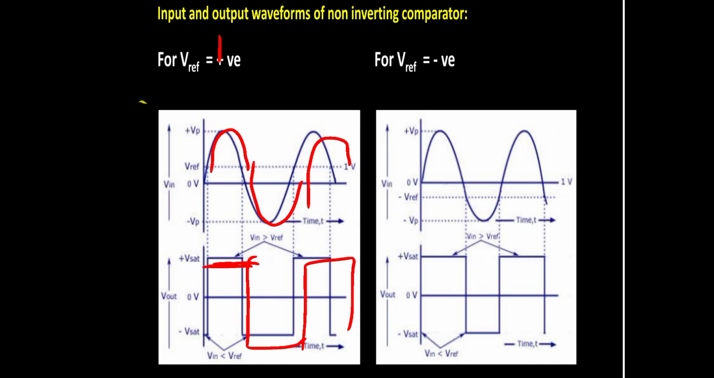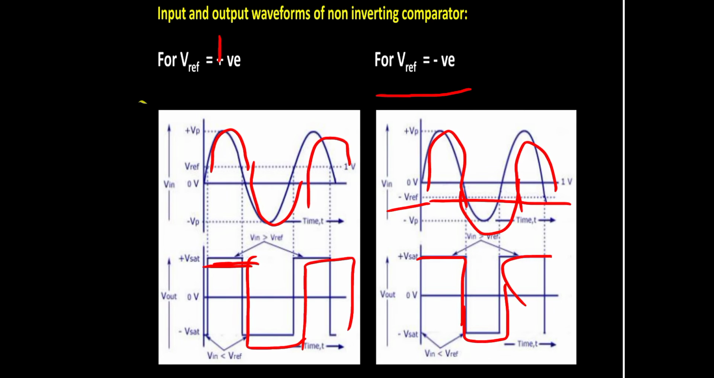If I take the reference voltage as negative reference voltage, then the waveforms will be like this. Consider minus 1 as our reference voltage, that's why I take the reference voltage in the negative axis, that is minus V reference. Whenever the input is greater than this minus V reference, then the output is plus Vsat. Whenever the input is less than the minus V reference, then the output is minus Vsat, and again the same thing is repeating. These are the waveforms for the non-inverting comparator.